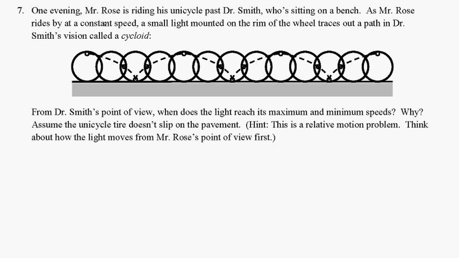Alright, so anyway, Mr. Rose is riding the unicycle past me, and I'm sitting on a bench. Rose rides by at this constant speed. There's a small light mounted on the rim of the wheel. It traces out a path in my vision called a cycloid. And so a cycloid is this shape, and it sort of goes like that, and then down, and then up, and then down.